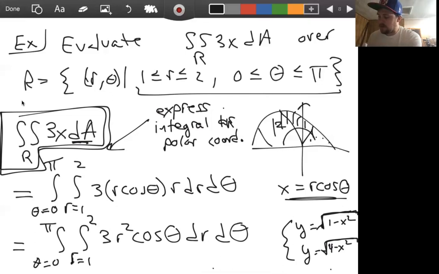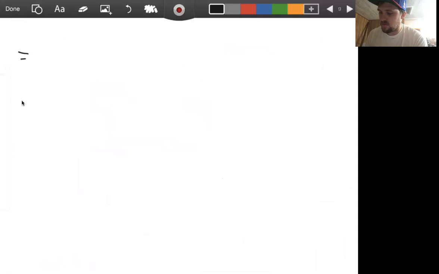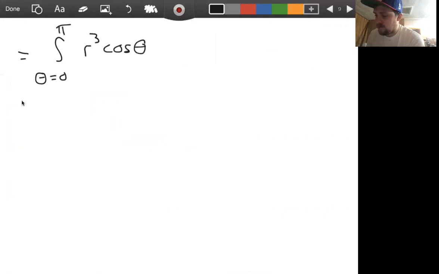So when we integrate with respect to r, theta is constant, right? So cosine theta is constant, which means we don't have to worry about it. It's kind of along for the ride. And then we have 3r squared. Well, when I integrate r squared, I get 1/3 r cubed. And so the 1/3 with the 3 will cancel. And this is going to become the integral from theta equals 0 to pi of r cubed cosine theta from 1 to 2 d theta.